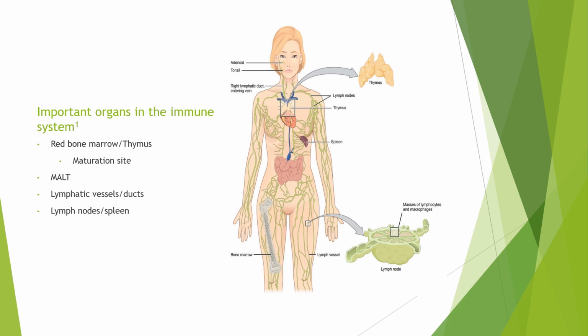There is the mucosa-associated lymphoid tissue, which acts as one of those first barriers just mentioned in areas such as the respiratory system, the gut, and the urinary tract. There are lymphatic vessels and ducts, which pull pathogens through several different stages of filtration. And there are the lymph nodes and the spleen, which are these sites of filtration.